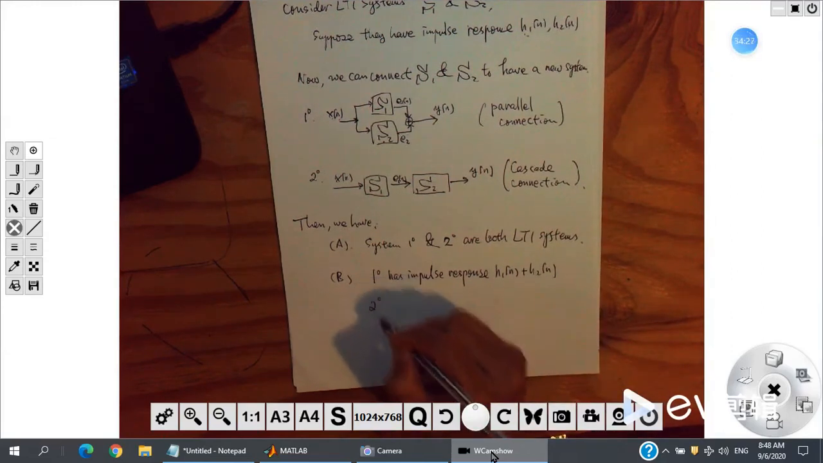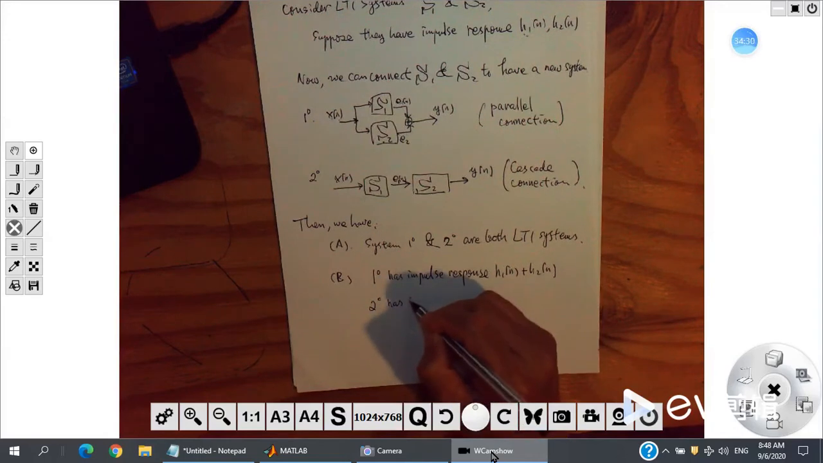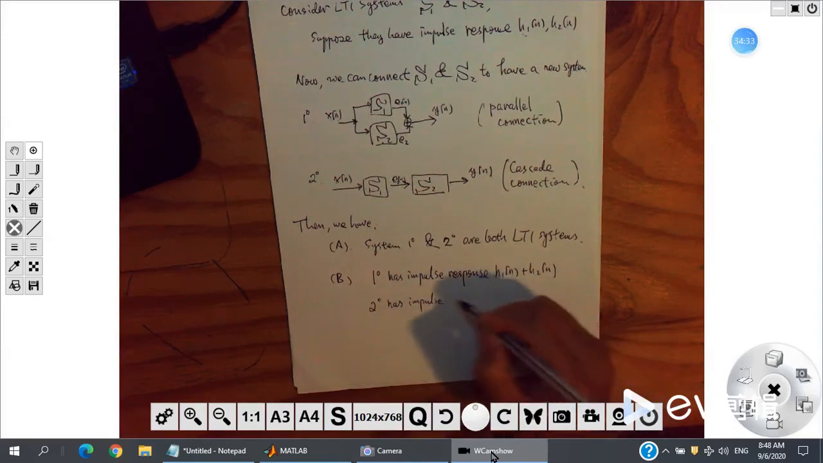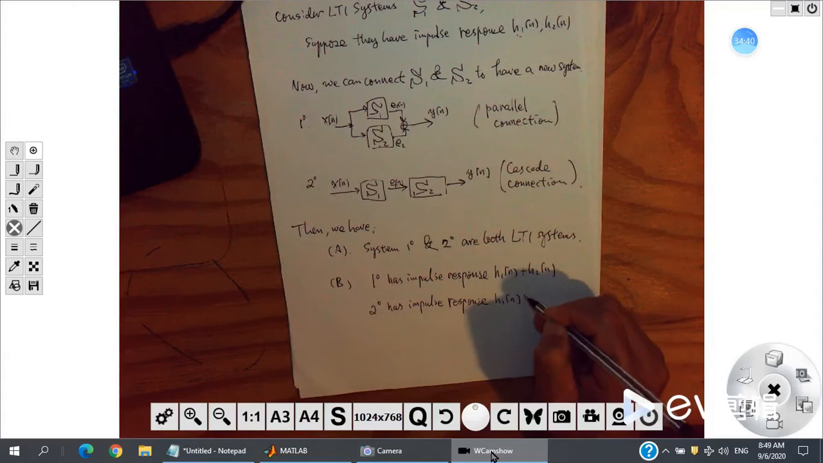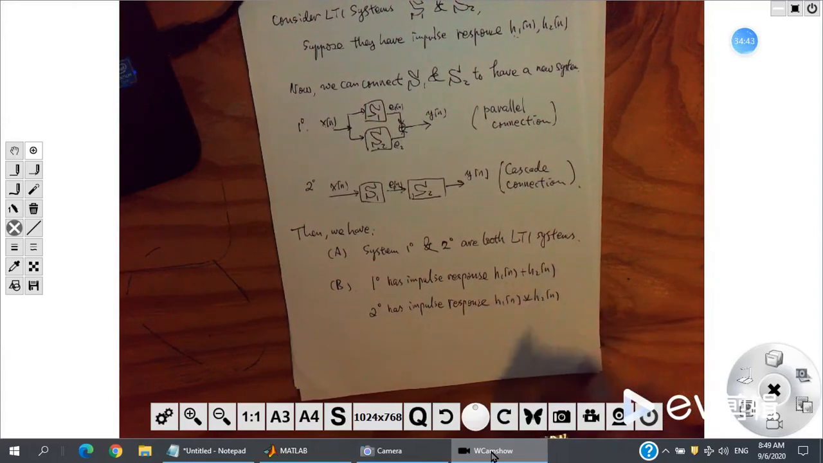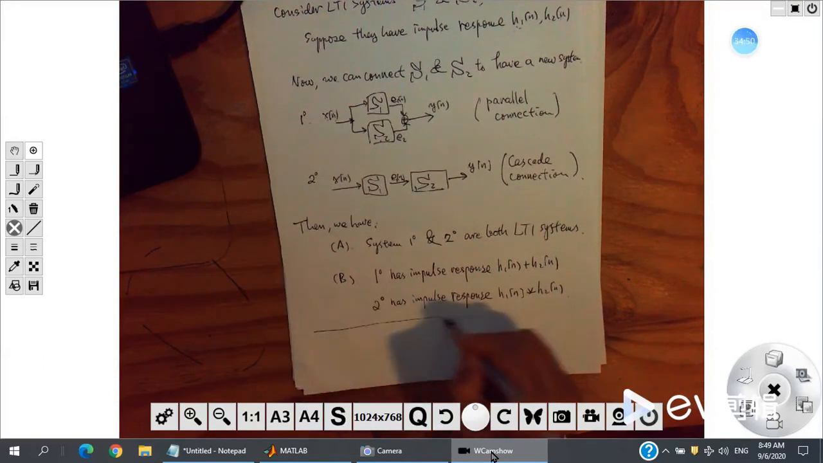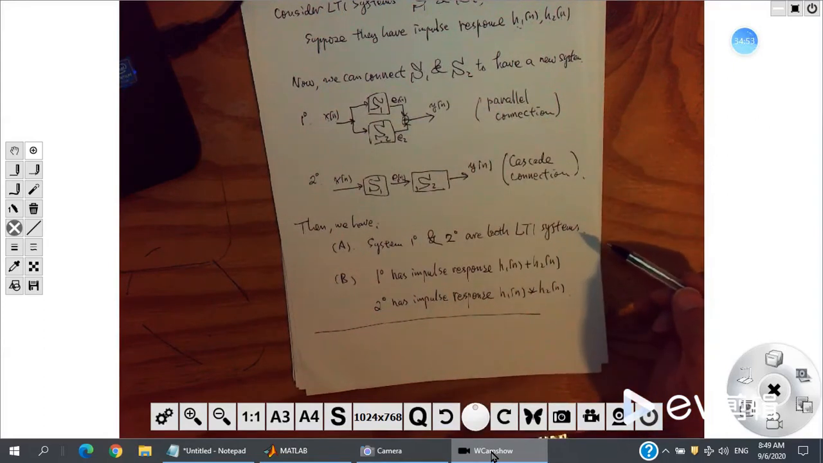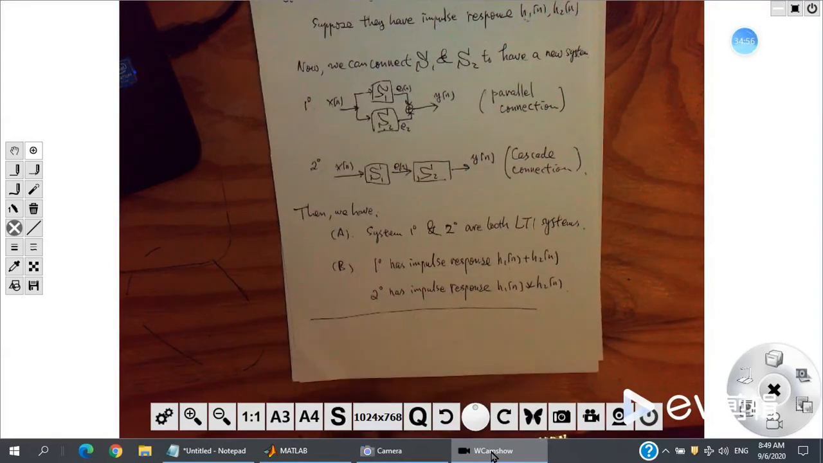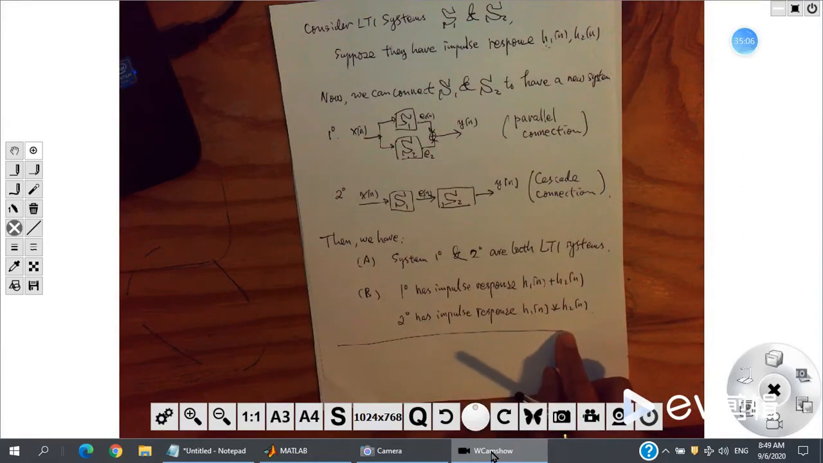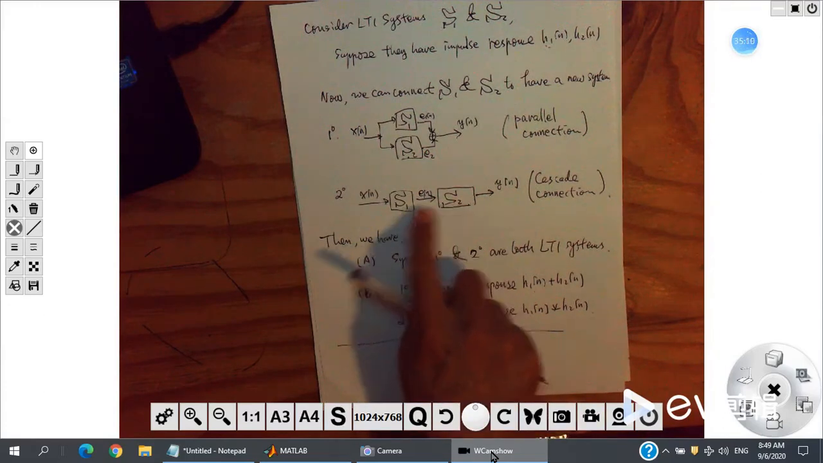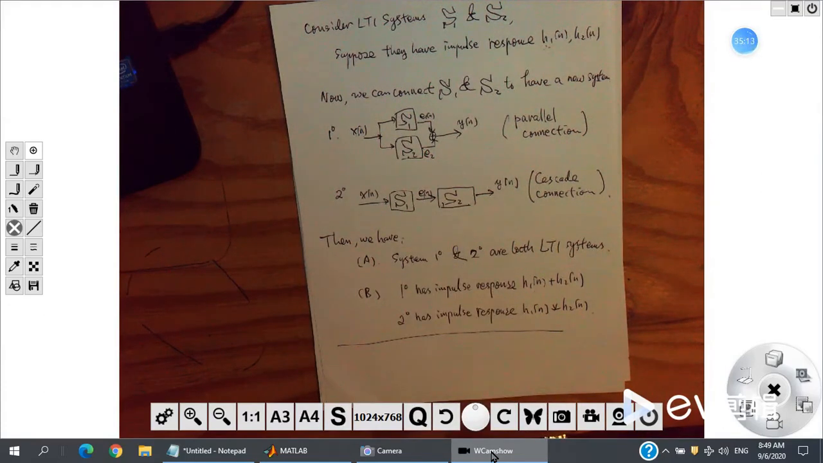And for the second system, similar thing. It has a signal as impulse response. The signal is H1 convolution with H2. Alright, so I think this is a very important thing. You can build a complex system based on some simple systems, and you can find the impulse response of the resulting system based on each piece.